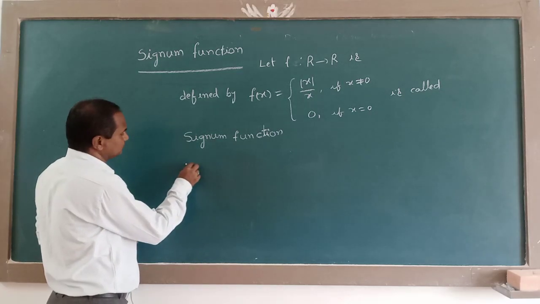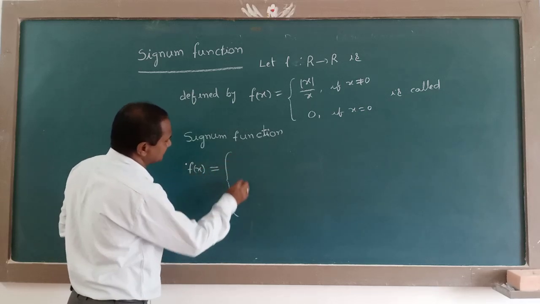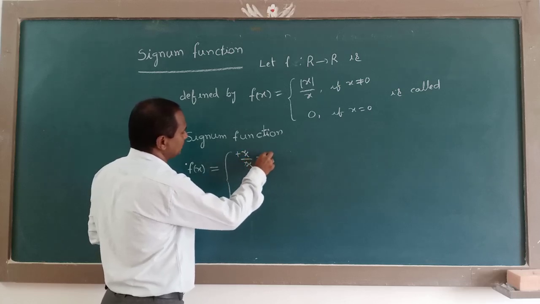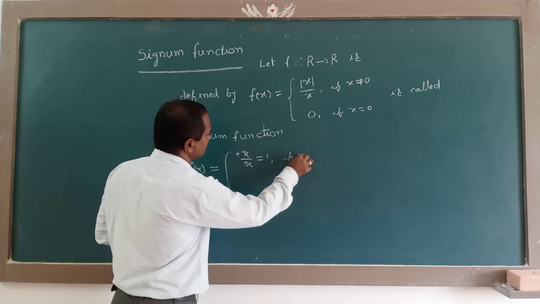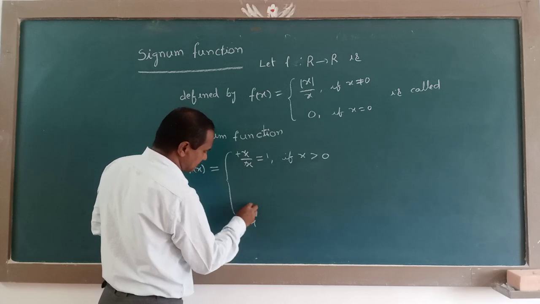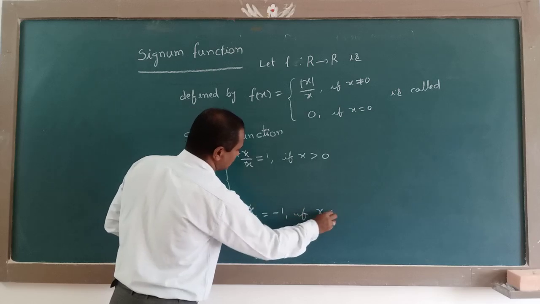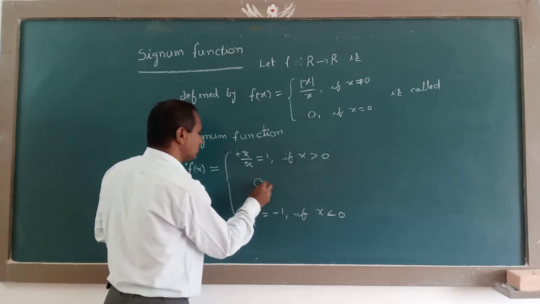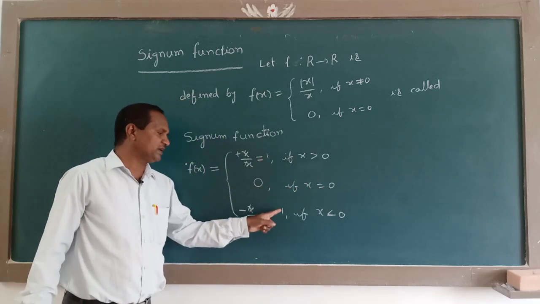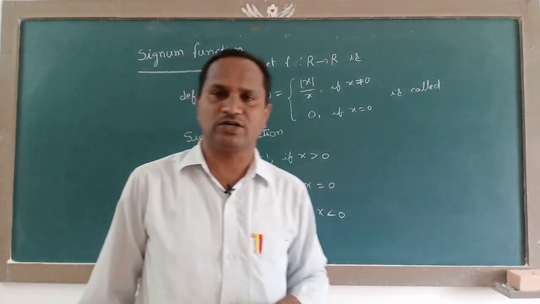f of x is equal to modulus of x by x. One is plus x by x, which gets cancelled, is equal to plus 1 if x is greater than 0. Below is minus x by x, which gets cancelled, is equal to minus 1 if x is less than 0. And at 0, it is 0 if x is equal to 0. So the values are 1, 0, minus 1, or minus 1, 0, 1. These are the function values of the signum function.